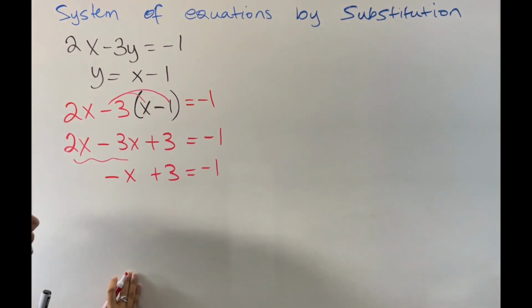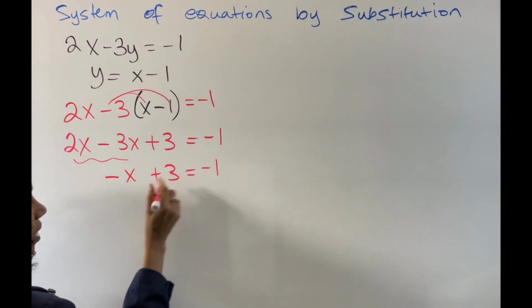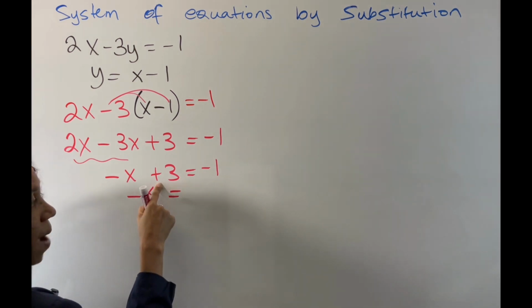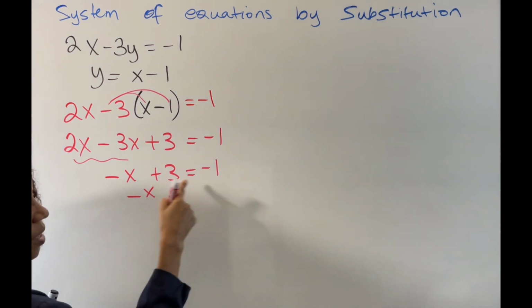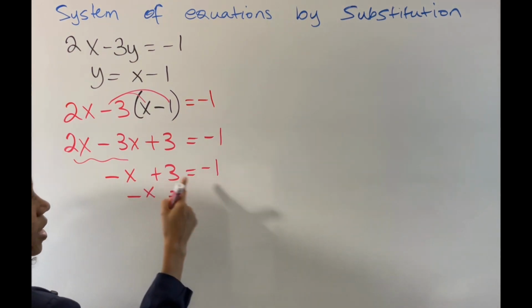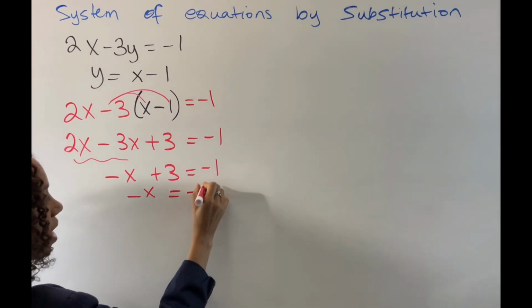Wow. What do I do now? So I have my 3 on this side. I need to get rid of it because I need to solve for x. So I'm going to have -x equals, if I bring my 3 over to the other side, it's now going to be a negative because in front of it is a positive symbol. So now this is going to be -1 minus 3, which is going to be -4.